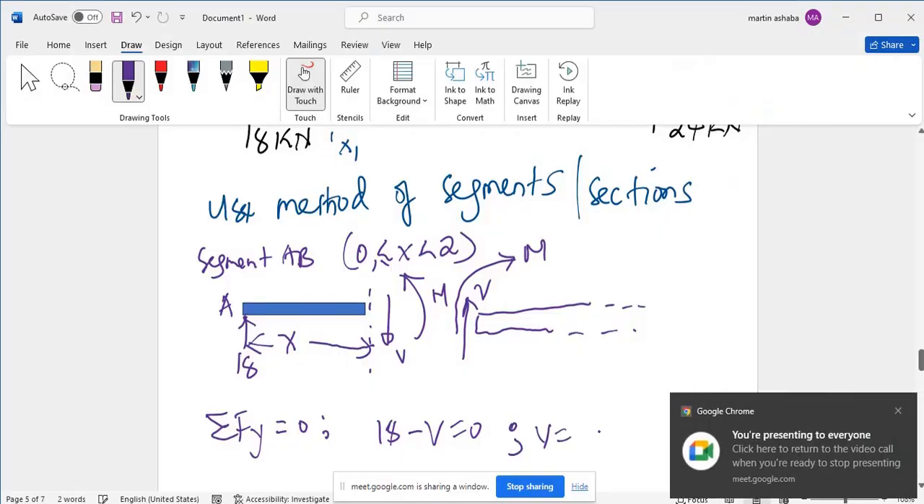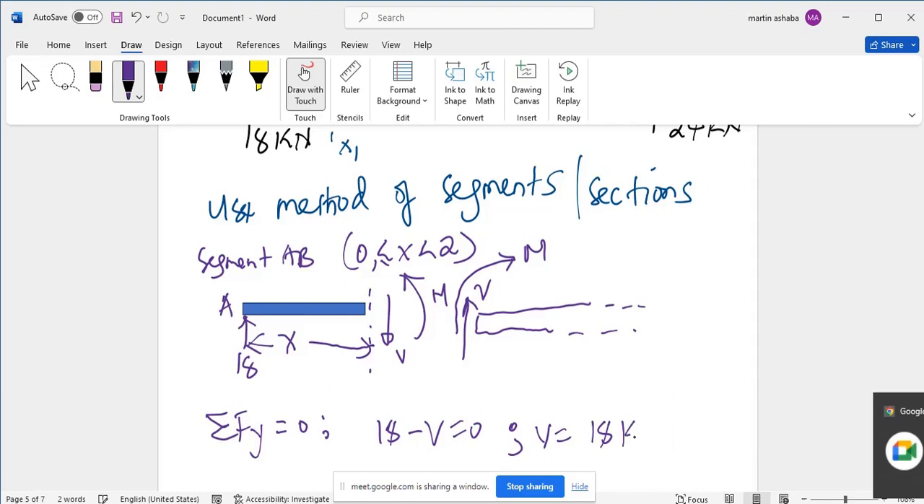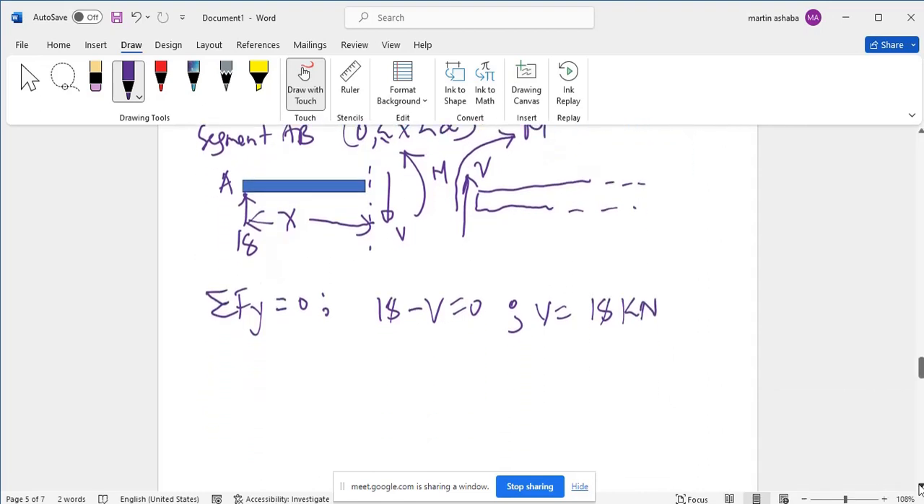So V is going to equal 18 kilonewtons. So for the segment AB, in the space between 0 to 2 meters, the shear force is going to be 18 kilonewtons. No compromise. It's going to be constant up to that particular point.